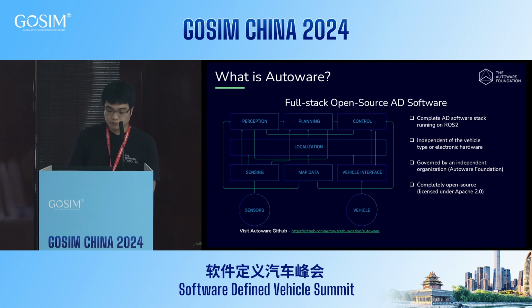Both within Tier 4 and the Autoware Foundation, I work on the development of Autoware. This is a full stack open source autonomous driving software. It was originally open sourced in 2015, but since then we've been doing a lot of version updates. For example, migrating from ROS 1 to ROS 2, and we've also made a lot of architecture changes. We've been developing on and on throughout the open source community.